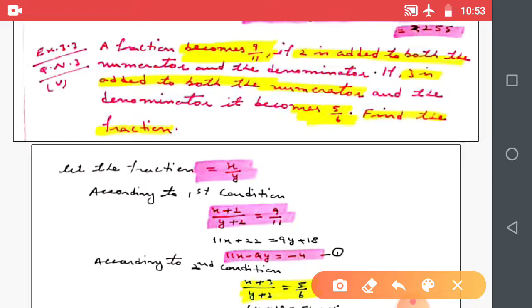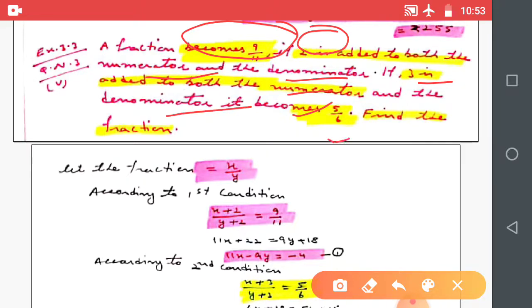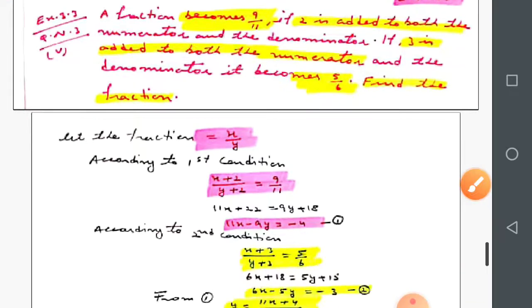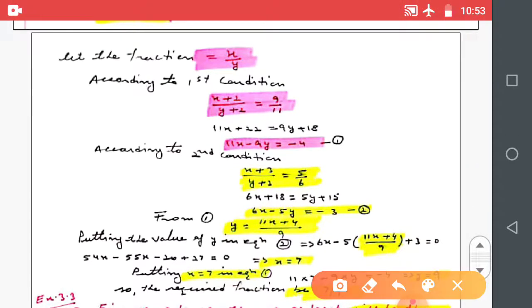If 3 is added to both the numerator and the denominator, it becomes 5 by 6. Find the fraction. So the condition is a fraction becomes 9 by 11 when 2 is added in the numerator and denominator. Okay. If 3 is added in the numerator and denominator, it becomes 5 by 6. So find the fraction. So look at here.